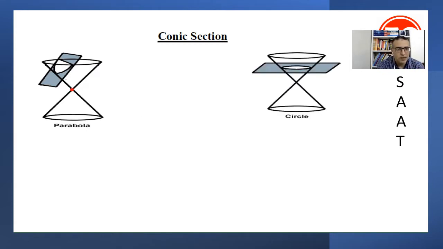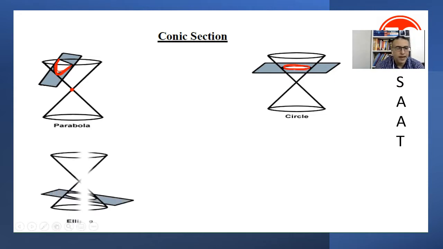And you have a plane. This plane, this gray plane. If you cut the cone from this side, it will give you this shape. This shape is a parabola. But if you cut the cone from this side, it will give you a circle. If you cut it straight horizontally, it will give you a circle. If you cut it with an angle, it will give you an ellipse.